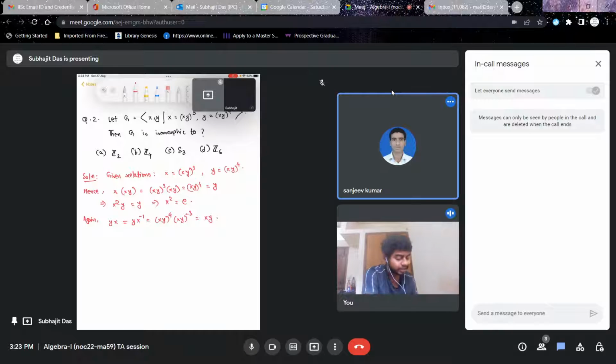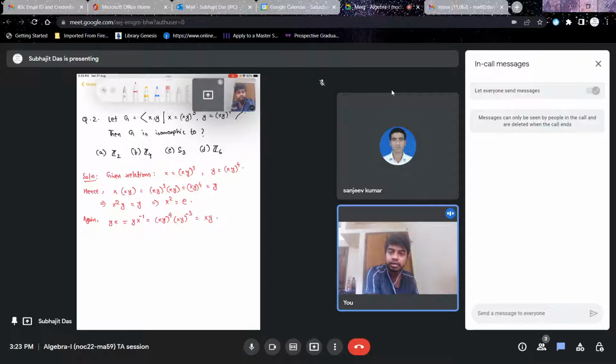So x and y commute, so xy is yx. That in particular implies that the group has to be abelian, since x and y generate the group, so every element is some finite word in them. If the generators x and y commute, certainly the group has to be abelian. So we have one more relation: x squared is the identity, and xy is yx.